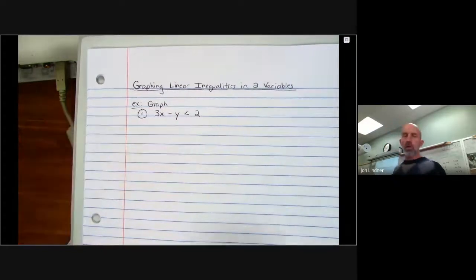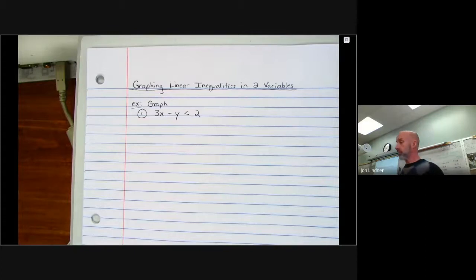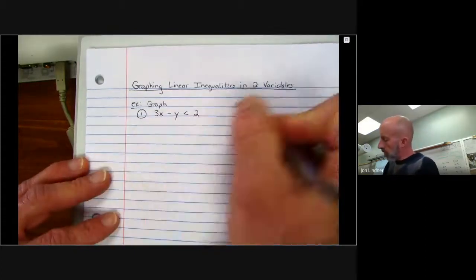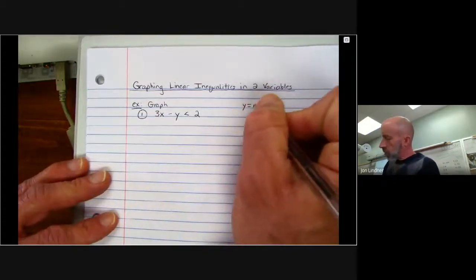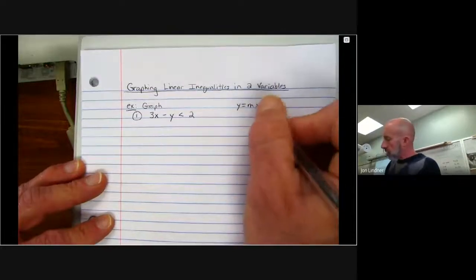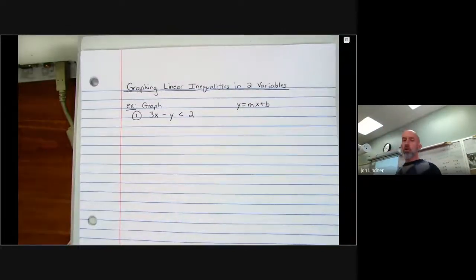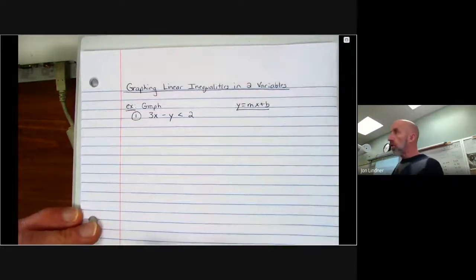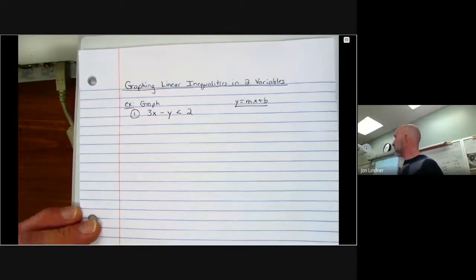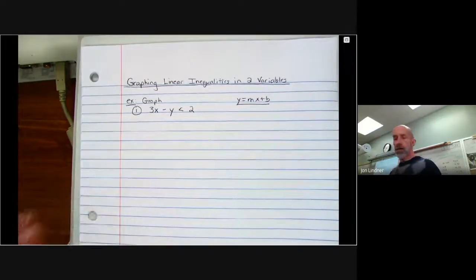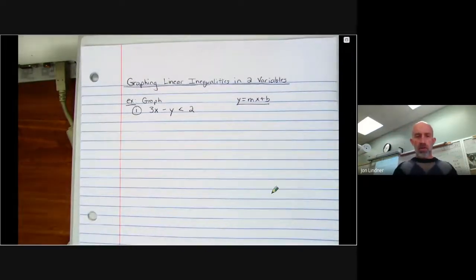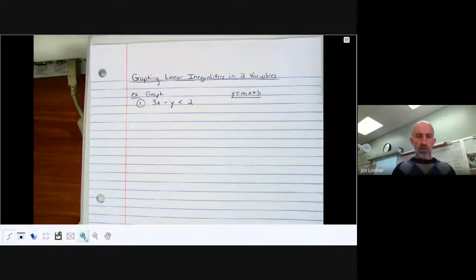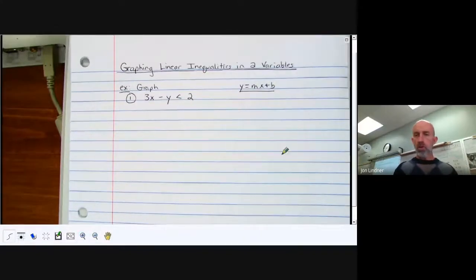Now, the first thing I want you to notice is that it's not in slope-intercept form. Slope-intercept form is y equals mx plus b. So if I'm going to graph a linear, I need it to be in this form, the y equals mx plus b form. And I'm going to make this a little bit bigger for you.